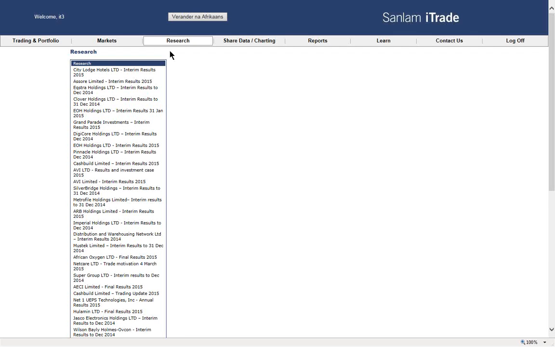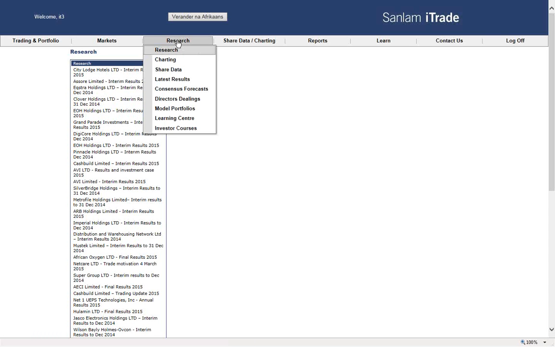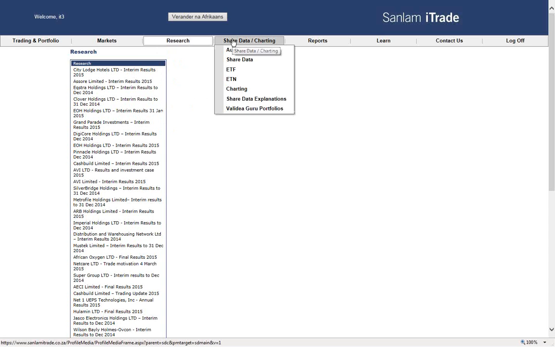We get research from 3 different sources. Sanlam Private Wealth produces research on the top 60 shares. Then we buy research from Intellidex for the mid-cap 60, and we buy research from Mercantile Capital for some of the smaller companies. So there's quite a lot of research reports on our website that is available. We also have the share data and charting pages.